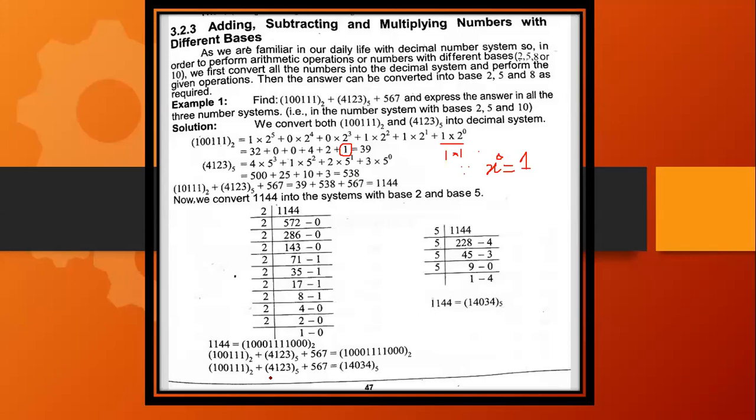Kindly add all the terms and tell me the answer. 32 plus 4 plus 2 plus 1. The answer would be 39 as indicated here. After that, my next number is 4, 1, 2, 3 to the base 5.